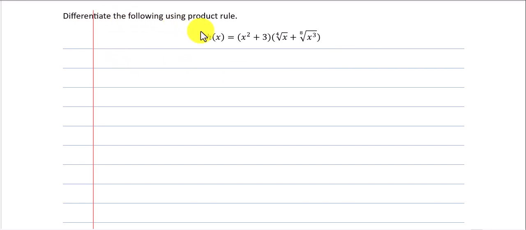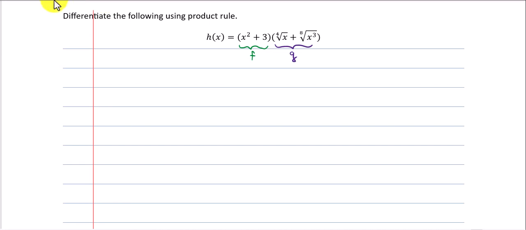Differentiate the following function using product rule. So we know that we have to apply the product rule to find the derivative of this function. And if you look at this function, there are two factors. And we can let this factor be f and the other factor be g, right? Two functions multiplied together.